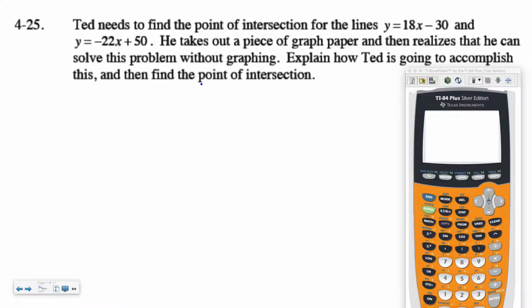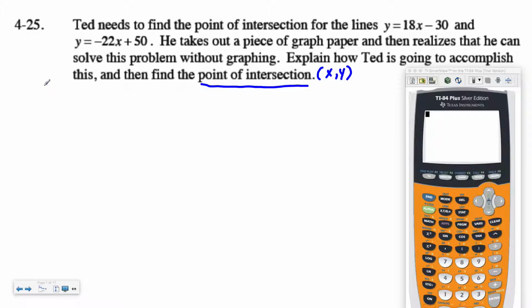An important part of this, we're finding the point of intersection because we're finding the solution to a system. On your previous 3 homework problems, you were just finding solutions to equations there. You turn them into functions or turn them into systems. Now you're doing the opposite. Now you're actually finding the point of intersection. So we need to come up with a coordinate, x and y.